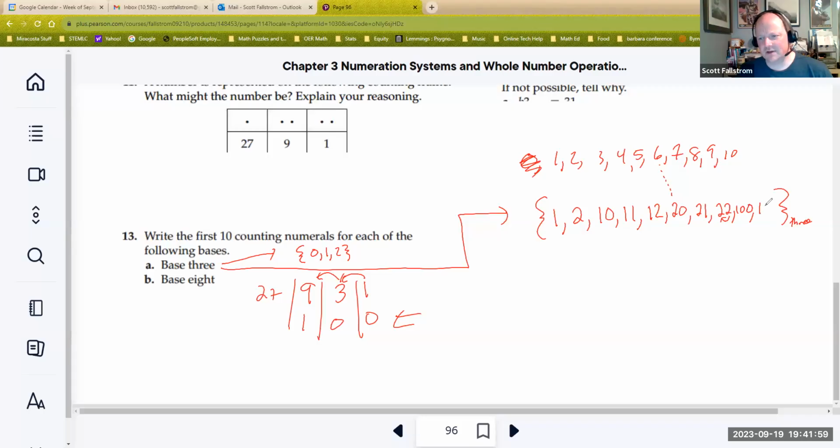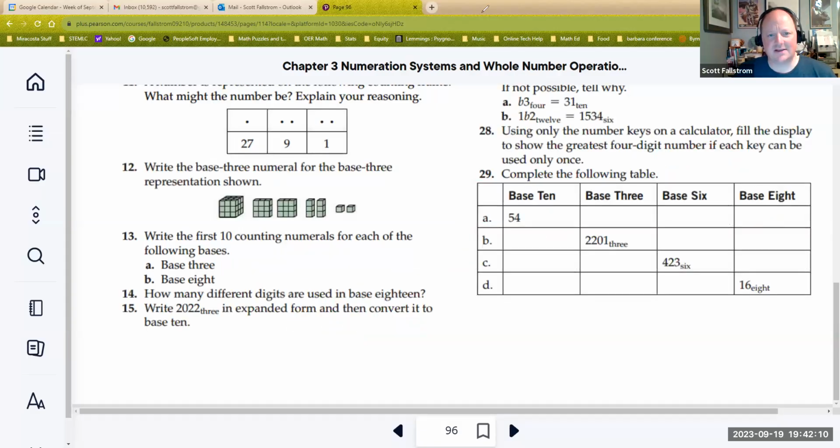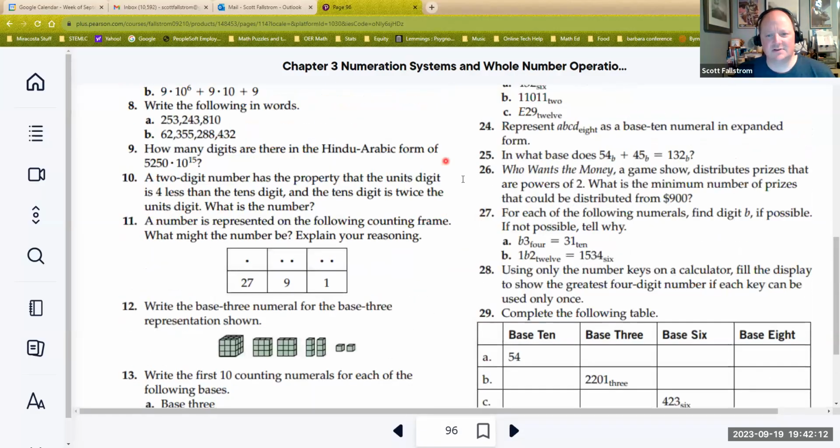So 1, 0, 0, and the next number would be 1, 0, 1, which would be 9 plus 1, and that, of course, goes back to 10. So that is how you write the first 10 counting numerals. I'll let you do the one for base 8. The one I just did was for base 3.